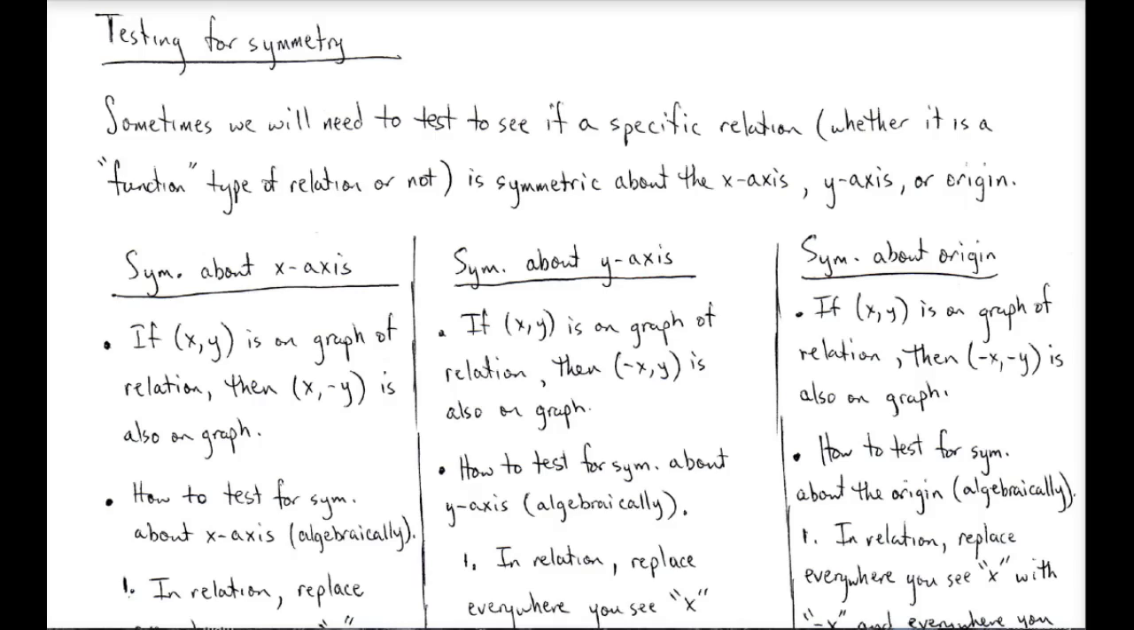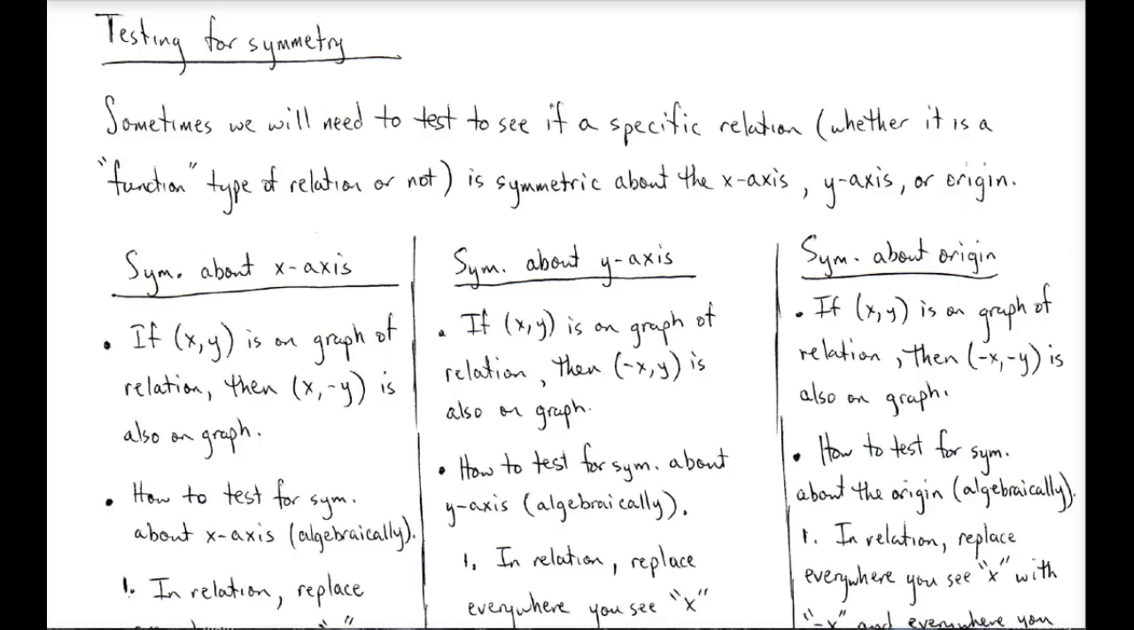We'll also get into looking at graphs and being able to tell if a graph is symmetric about the y-axis, symmetric about the x-axis, and or symmetric about the origin. And afterwards, we'll finish up by taking some relations. Some will be functions, some will not be functions, and performing the symmetry test on them to be able to see if they are symmetric about the x-axis, y-axis, and or the origin. So let's go ahead and get started.